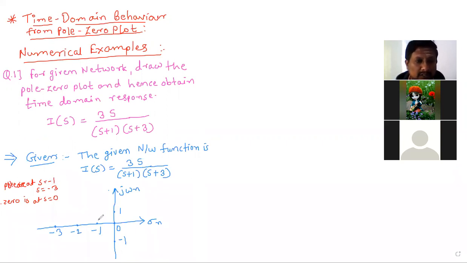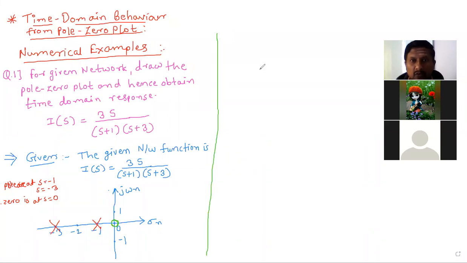So I will plot the poles. First of all, poles. At -1, there is one pole, and at -3, there is another pole. Similarly, you can plot the zero. The zero is located at the origin, that is at 0. Okay. So these are the poles and zero here. Everyone got it now? Everyone understood up to this point?